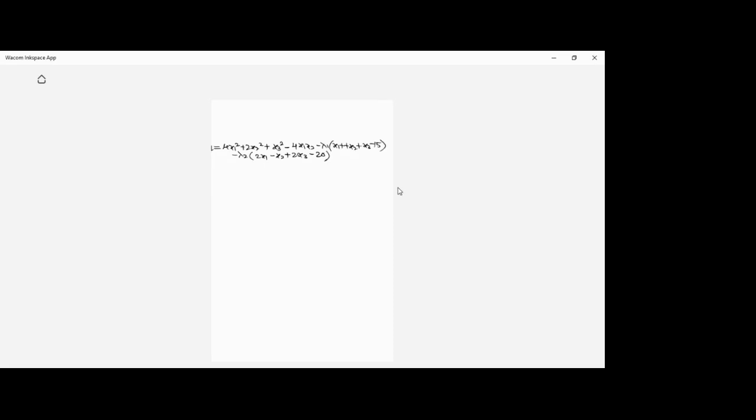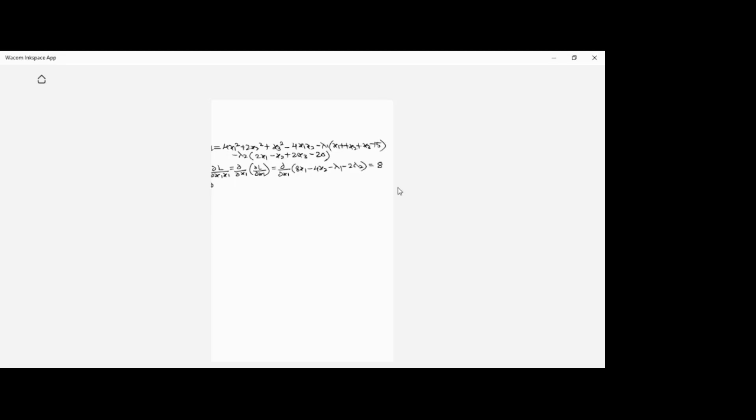So what we require firstly is the second partial of L with respect to x1 x1. This is partial upon partial x1 of partial L upon partial x1, so it is partial upon partial x1 of 8x1 minus 4x2 minus lambda 1 minus 2 lambda 2. If we solve this value, it will come as 8.